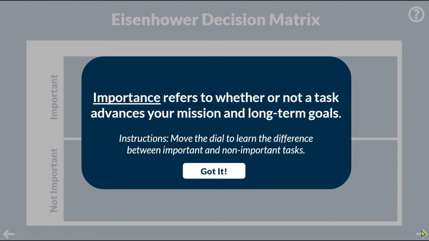All right, now let's go to the next distinguishing factor. Eisenhower basically wants us to distinguish between an urgent task and a not urgent task. Then he also wants us to think whether a task is important or not important. Important refers to whether or not a task advances your mission and long-term goals. So it's not urgent, but it's important, which means you need to do this to ensure that you achieve that long-term goal and keep positively moving in the right direction, advancing your mission.